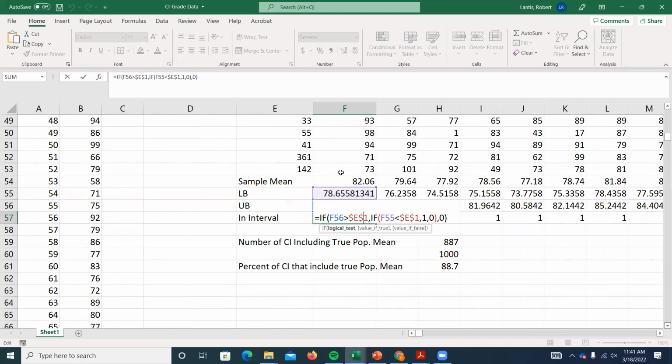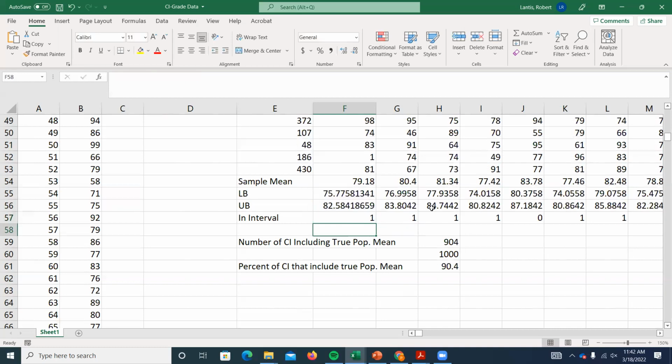Now, I used some if statements here that we haven't really gone over, but we will eventually use these. The general idea is I'm going to check to see if something is true. If it is true, I want to put a certain value into this cell. If it's not true, I want to put another value, right? So here I say, if this population mean in E1 is less than my upper bound, then check to see if this is also true. Is my population mean greater than the lower bound? That's telling me, does it fall within my confidence interval? If that's true, put a 1. If either of those isn't true, that would mean it's outside my interval, put a 0.